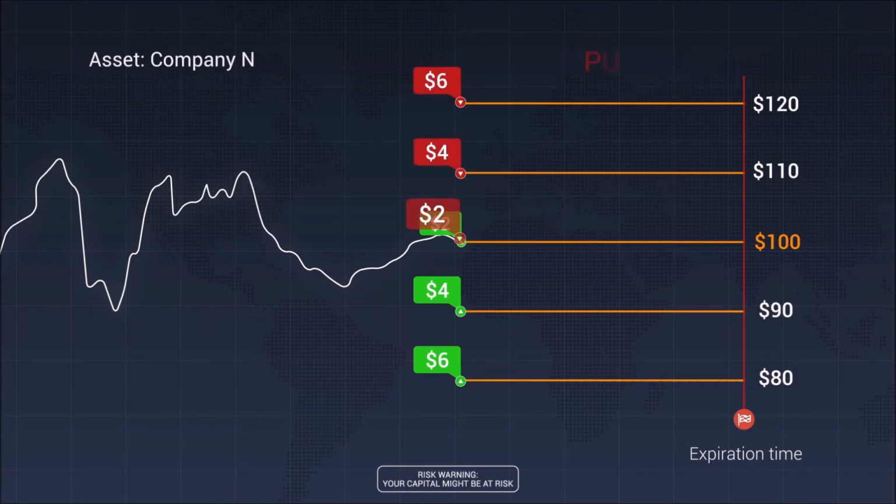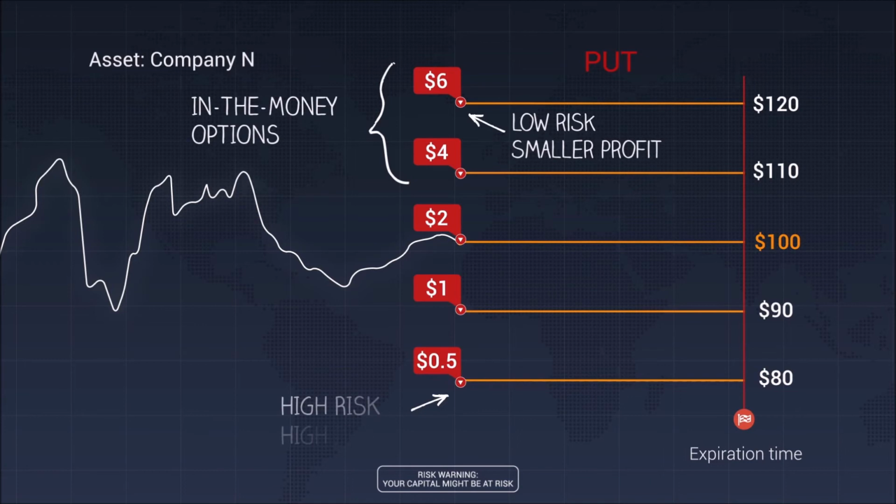For a put option, everything works exactly the opposite. The higher the strike price is compared to the current share price, the more expensive the option. The lower the strike price, the cheaper the option.